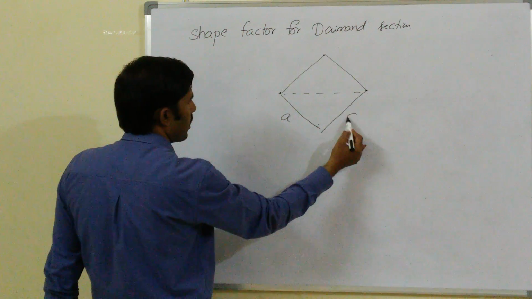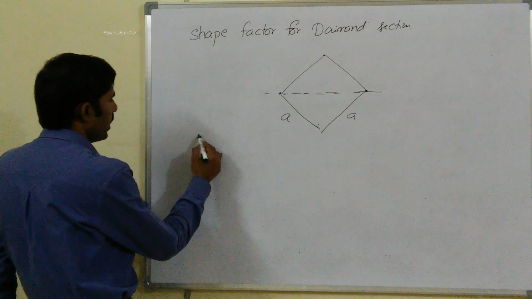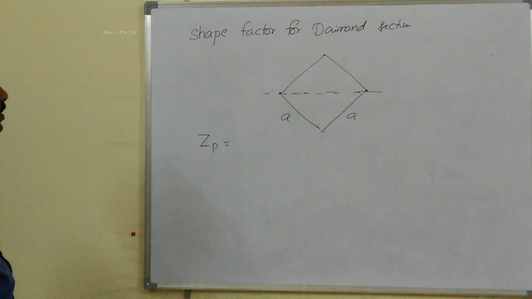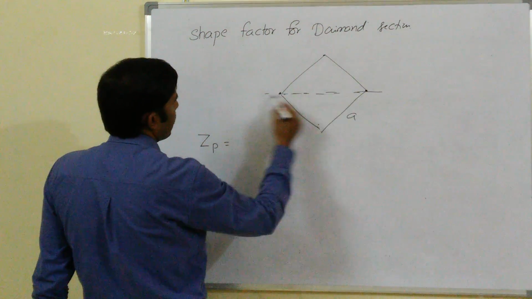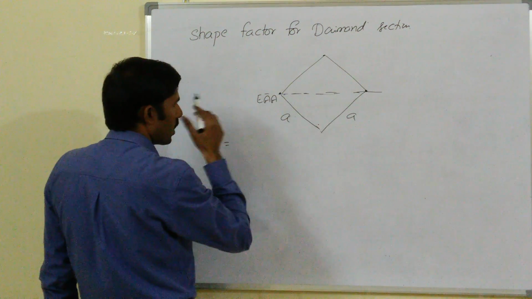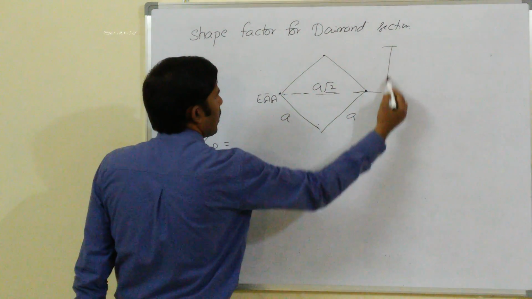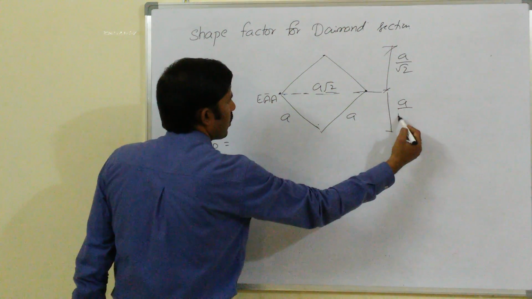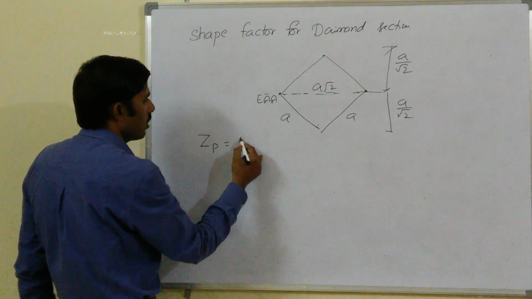So let us take this A and this A. For this, we have already learned how to find ZP. The equal area axis and the neutral axis are the same, because of symmetry. So this is A root 2, and this height will be A by root 2. This also is A by root 2. So what's the area of this triangle?